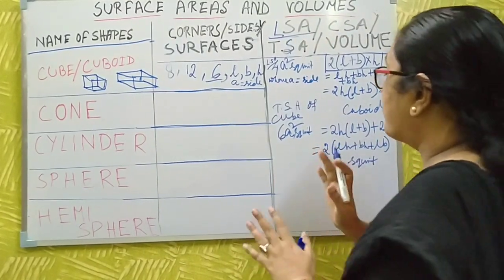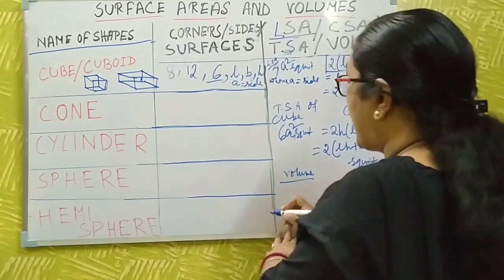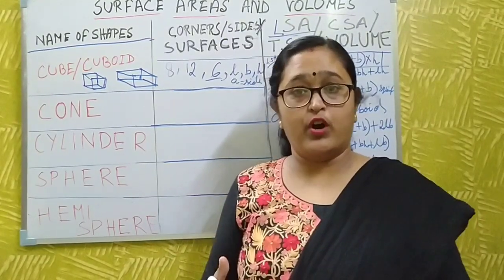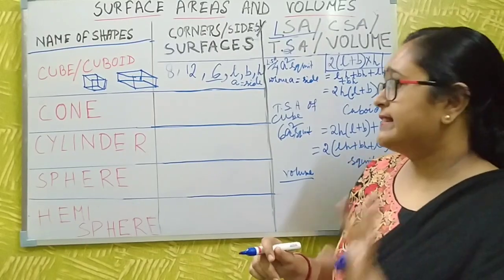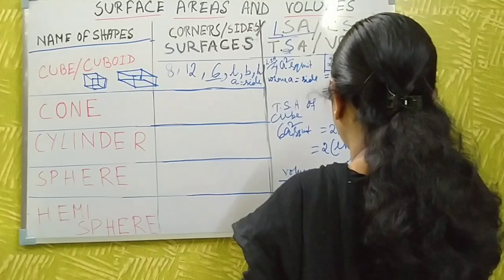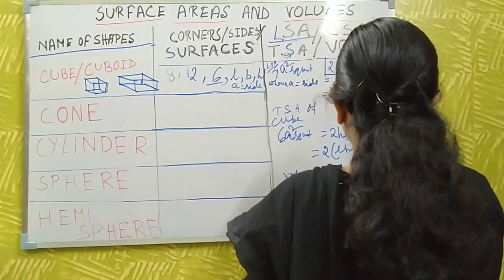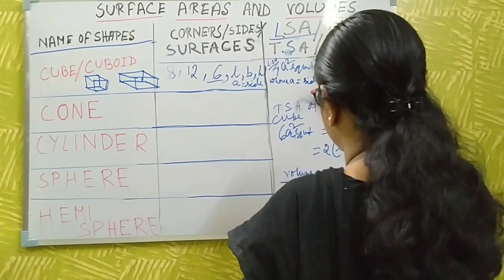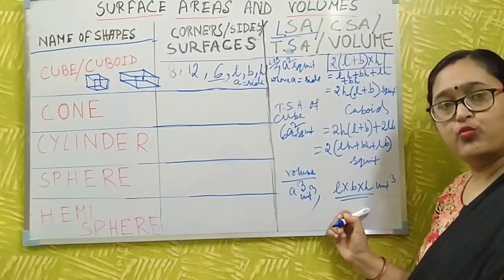Now I discuss the volume. How many dimensions are there in a cube and cuboid? 3 dimensions are there. Then the volume of a cube is a cube and the volume of a cuboid is A into B into H. The unit becomes unit cube. This is the volume of a cube and this is the volume of a cuboid.